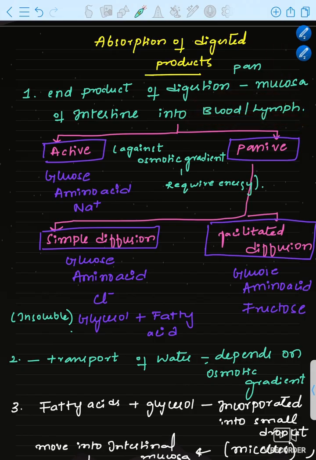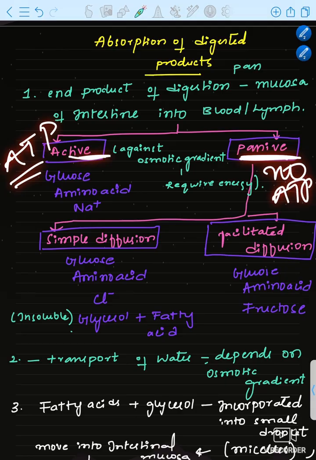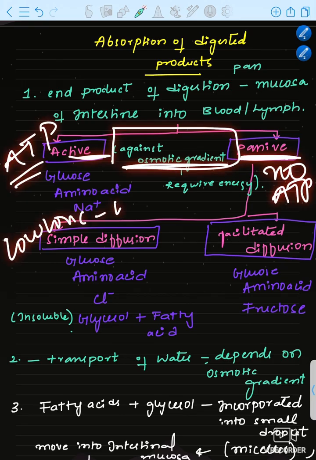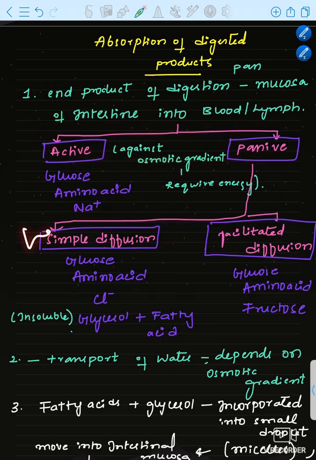Okay, how will this absorption process take place? This absorption process will take place by active absorption and passive absorption. Active absorption means ATP use will be there, and passive absorption means no ATP use. ATP use means against the osmotic gradient, low concentration to high concentration. That's why energy expenditure is needed.